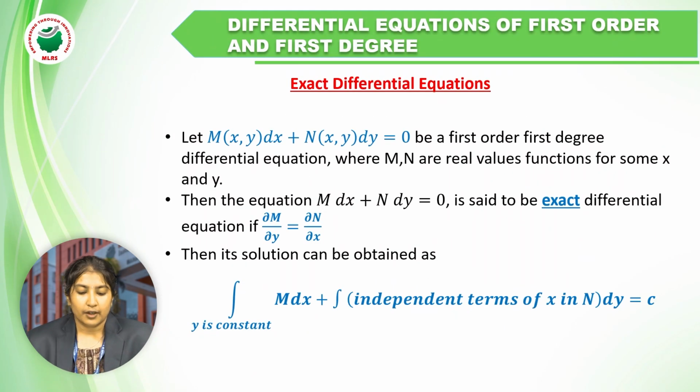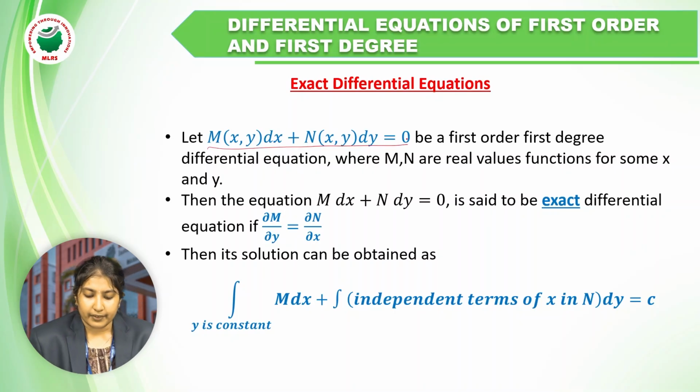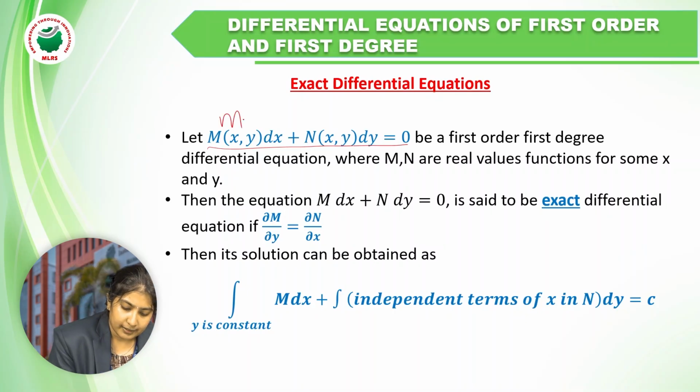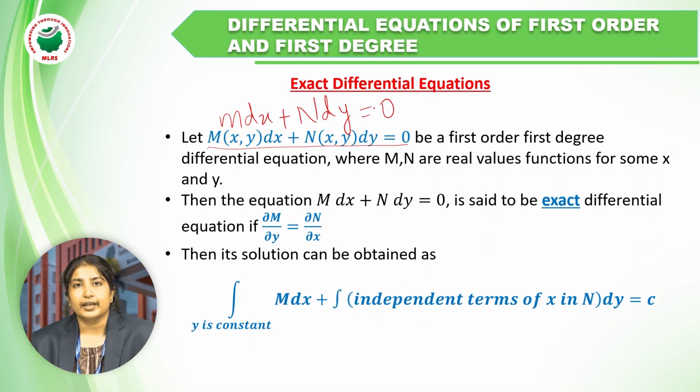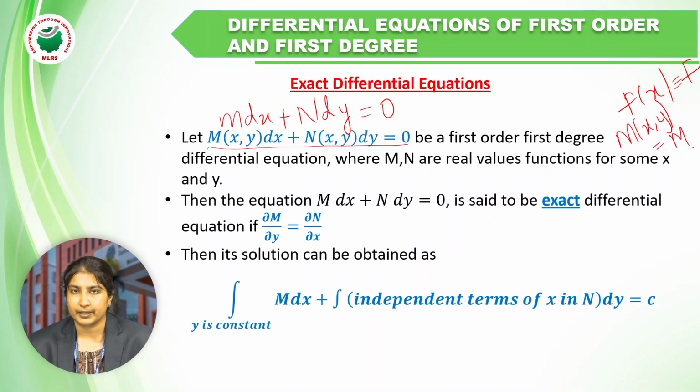Proceeding further. Now we are eligible to discuss what is an exact differential equation. So for an exact differential equation, the equation should be of this form: M of x,y dx plus N of x,y dy equal to 0. It can actually be even written as M dx plus N dy equal to 0, where M and N are real values for some x and y. See, sometimes for f of x we even represent it as f also, right? Here also you can represent M of x,y like this as well. There is no issue in that.